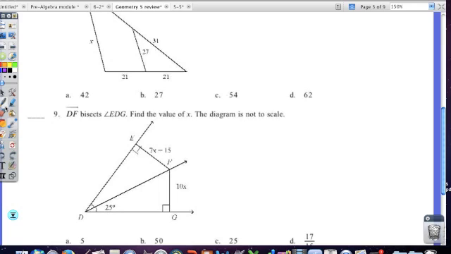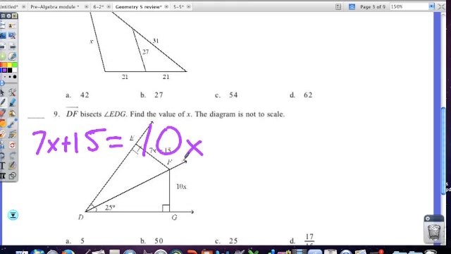So, those are both 90 degrees, right? A perpendicular segment from the angle bisector to the side of the angle is 90 degrees. That means they're equal. It looks like that says 7x plus 15, equals 10x, correct? So 15 equals 3x. So x equals 5. So it is answer A.